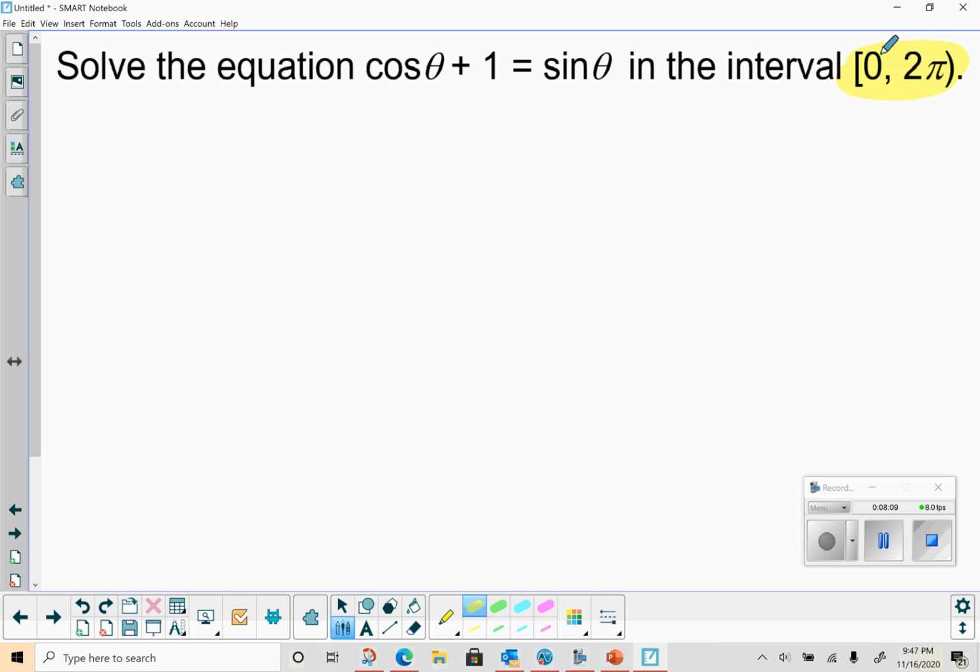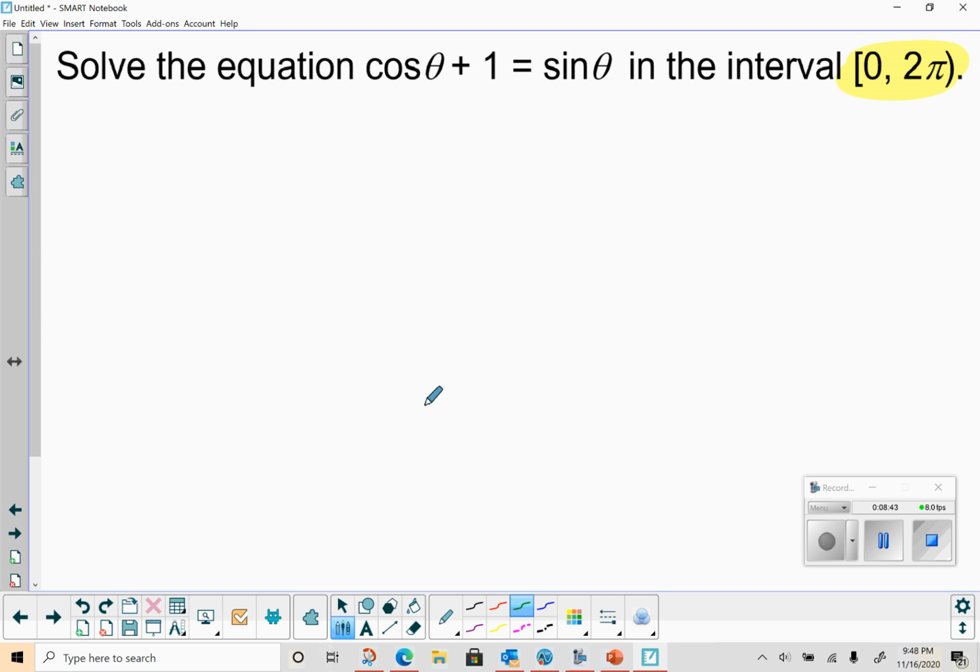All right, now, again, careful about the symbols there. The squared off bracket with the 0 means it can be equal to. The curved parenthesis with the 2 pi means it goes from 0 up to, but not including, 2 pi. Okay, so with our lovely equation here, cosine theta plus 1 is equal to sine theta.